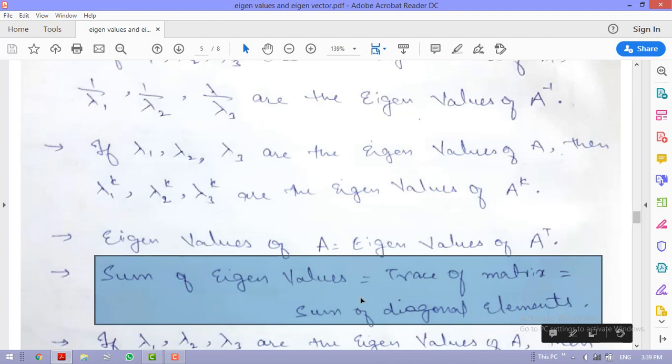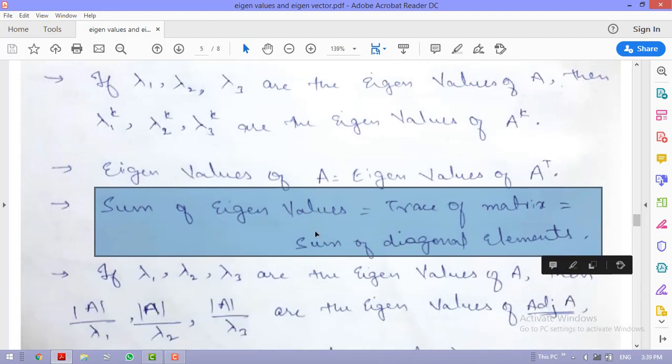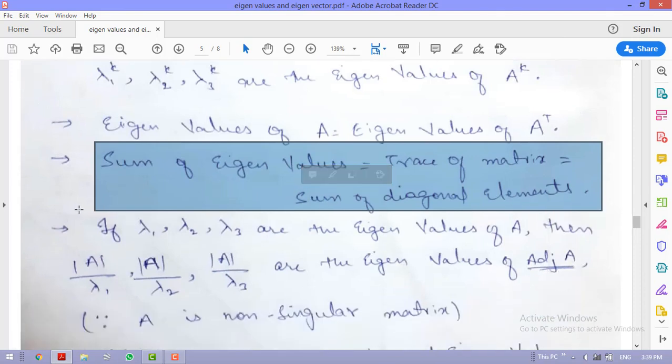So what is trace of matrix? Trace of matrix is nothing but sum of diagonal elements. What I just wrote here down. Okay, and so now let us see the next property.